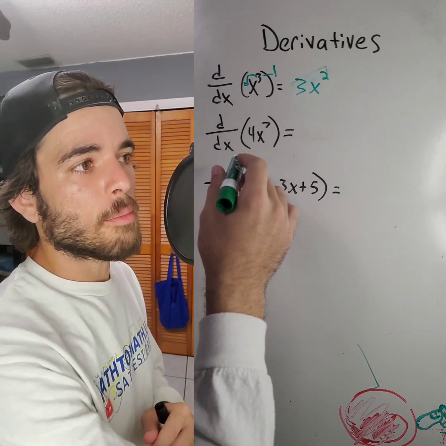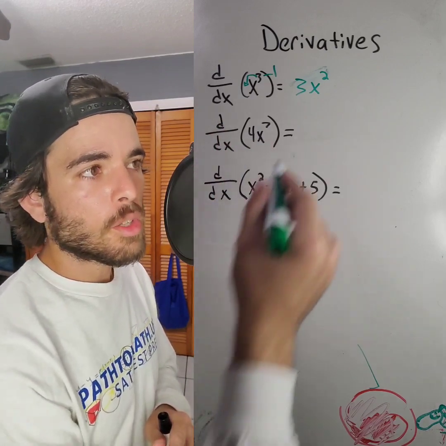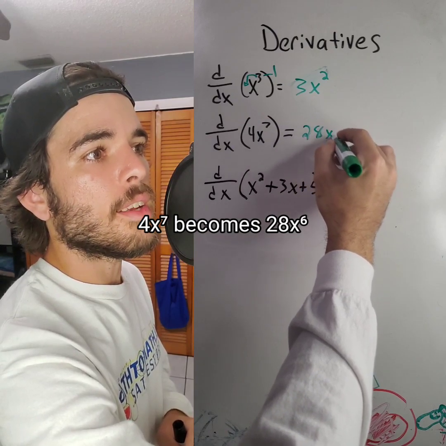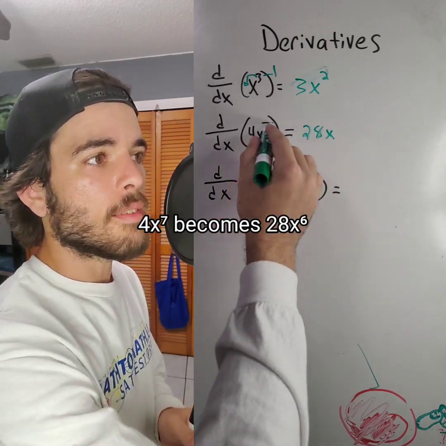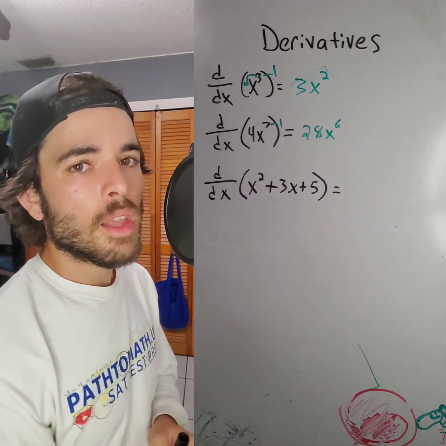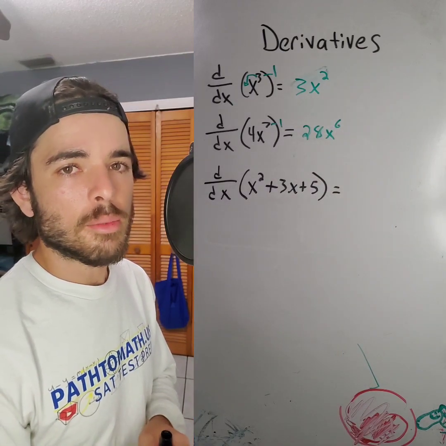So let's practice this one more time. We have 4x to the 7th power. So we're going to multiply the 7 and the 4, giving us 28. Then we're going to take away 1 from the 7, giving us 6. 28 times x to the 6th power.